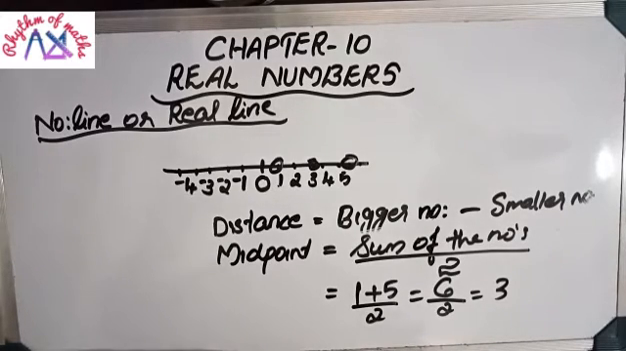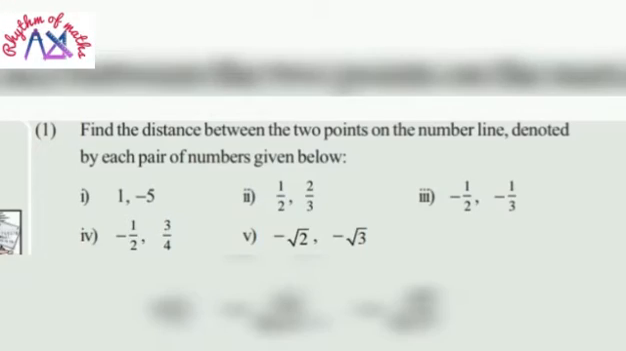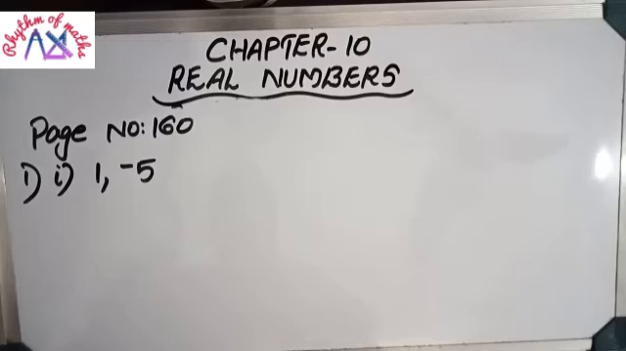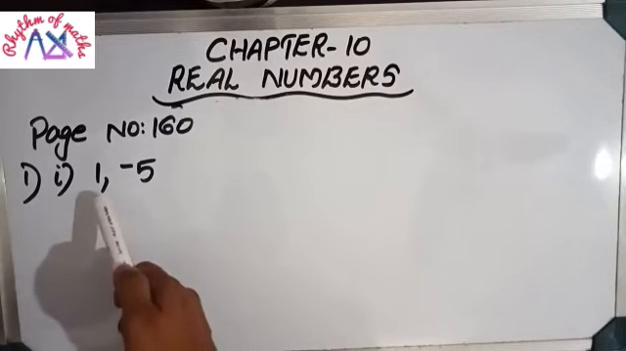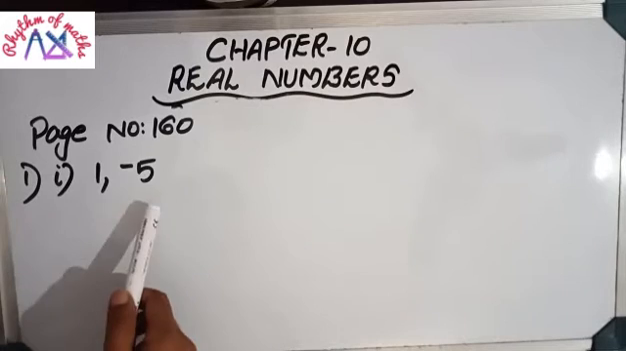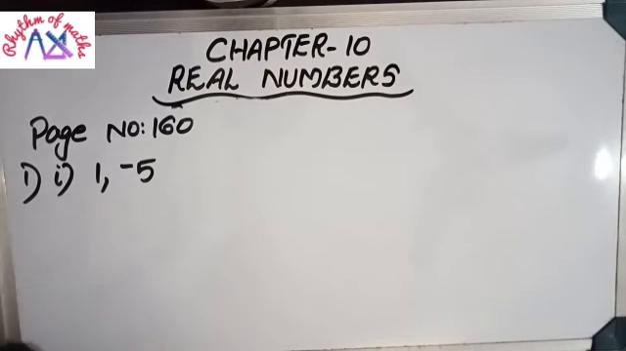Okay, now let's move on to problems from page number 160. Here is your first question. Find the distance between the 2 points on the number line denoted by each pair of numbers given below. You have to find the distance between the given two numbers. Total 5 sub questions are there. This is the first sub question. The given numbers are 1 and minus 5. We have to find the distance between these two numbers.